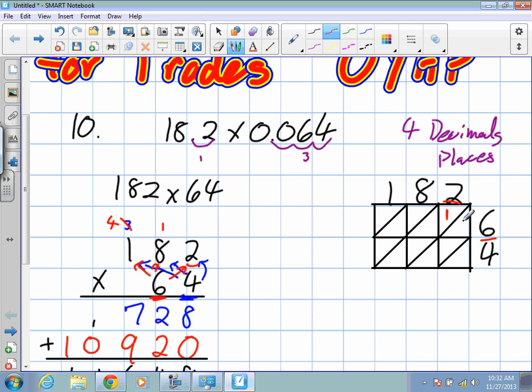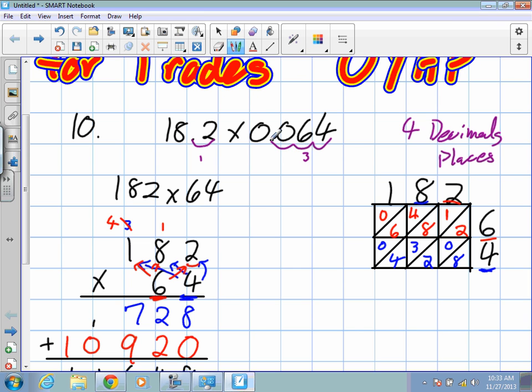This is our 12. What is 6 times 8? 48. So we have a 4 and an 8. What is 6 times 1? 6. So what number would I put up here? 0 and 6. Okay, so there's no real carrying of extra numbers around. We just put them in our columns. What is 4 times 2? 8. So I have to put in 0, 8. 4 times 8? 32. So I put a 3 and a 2. And 4 times 1? 0, 4. Okay, so I've done all the multiplication part.